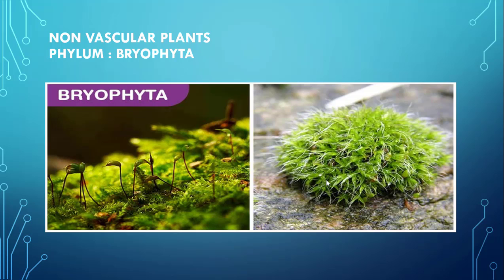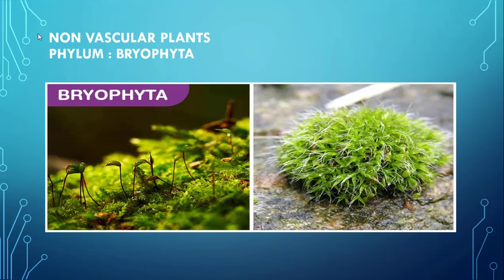Next, we will talk about the phylum Bryophyta, which are terrestrial plants that live in damp soil to facilitate obtaining water. They are small in size, green in color, and have hairs surrounding the body called rhizoids. Examples, Riccia and Funaria.